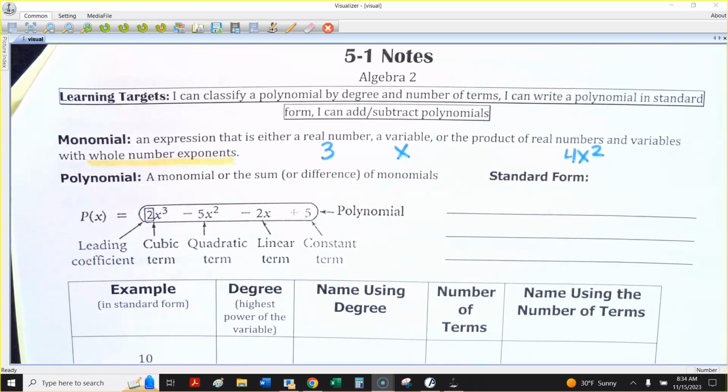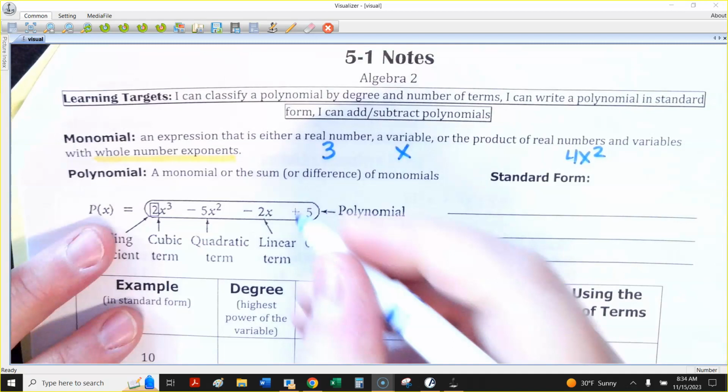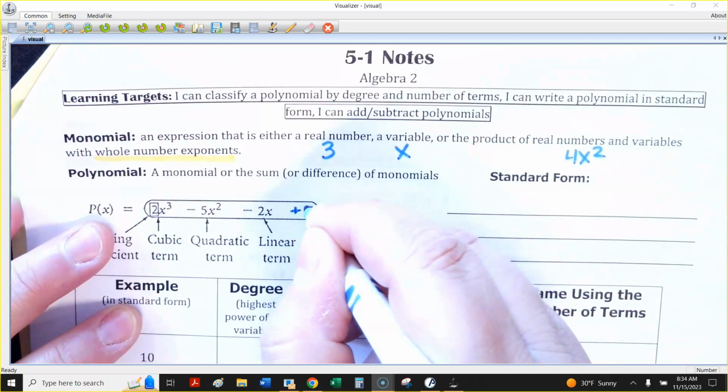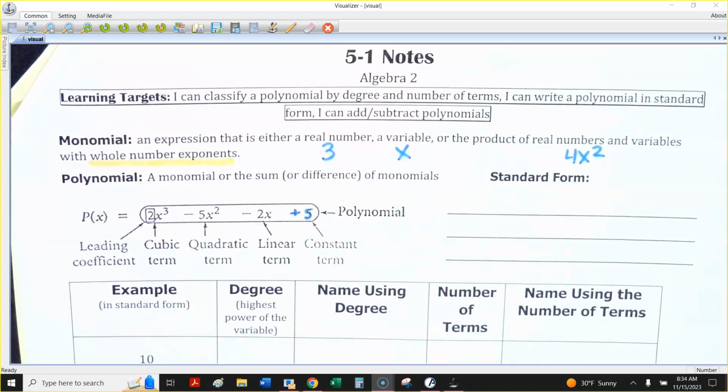And please forgive my little example here. This should say +5 if that's kind of faded. So I just have a little polynomial there. It's 2x cubed minus 5x squared minus 2x plus 5. So if you guys were looking at that, how many terms does that have? Can you tell? Like how many different terms?